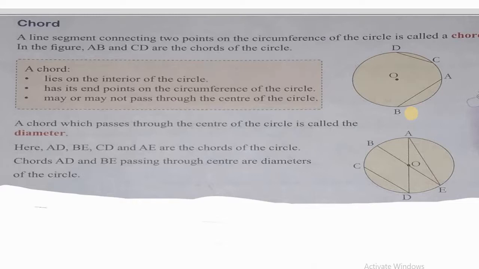Even a diameter is a chord, because whether or not it passes through the center, it's going to be a chord. A diameter passes through the center, so it's a chord. A chord that does not pass through the center is still a chord. So a line segment whose endpoints touch the circumference and which may or may not touch the center is a chord. A chord which passes through the center of a circle is called the diameter.